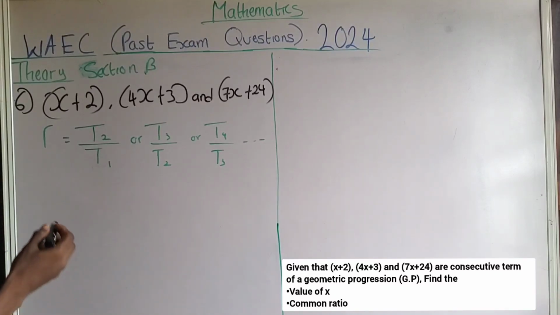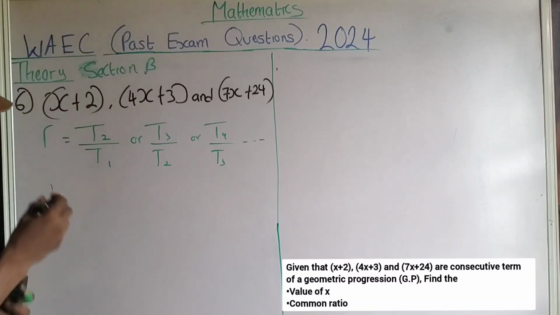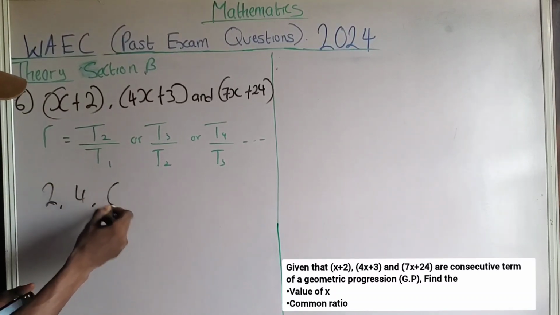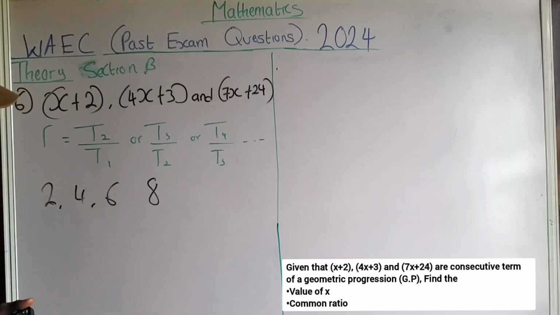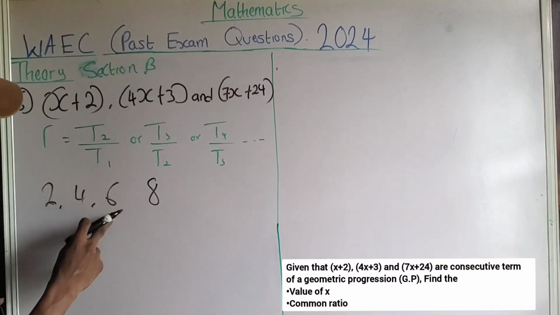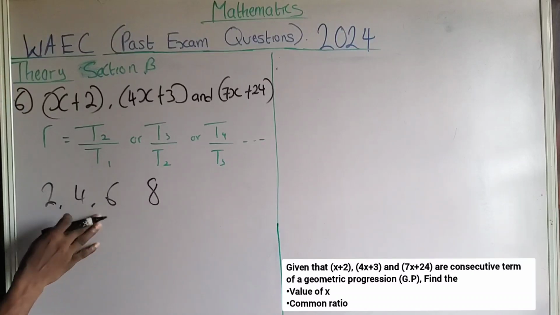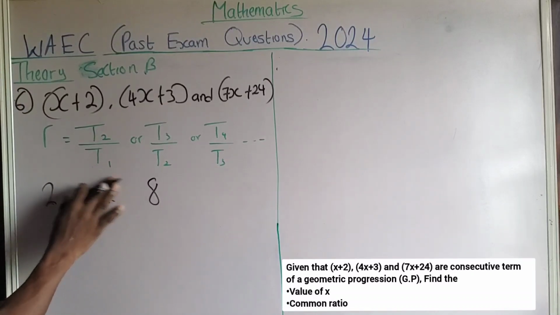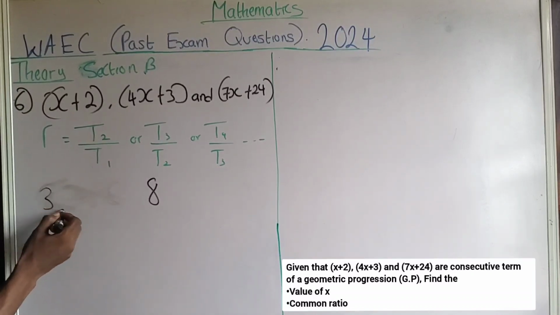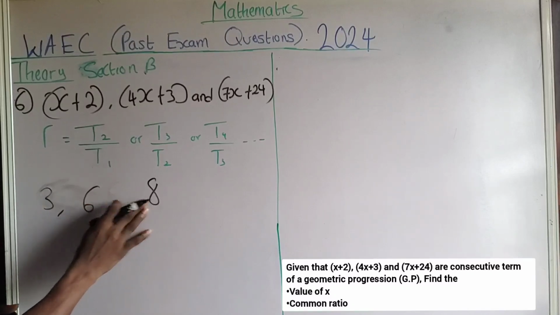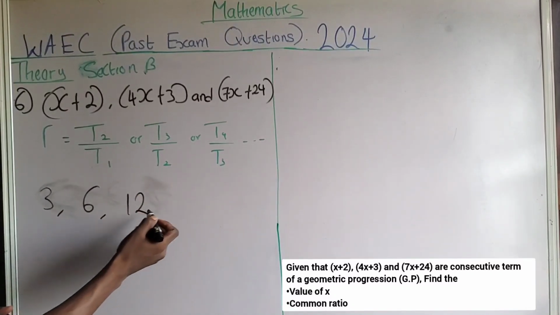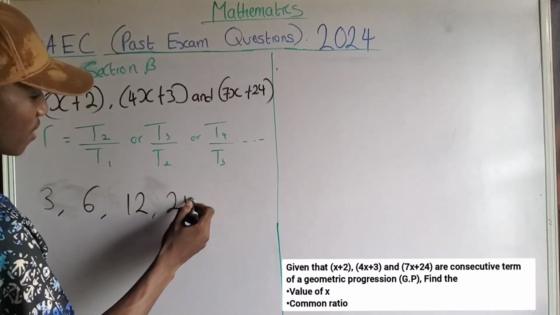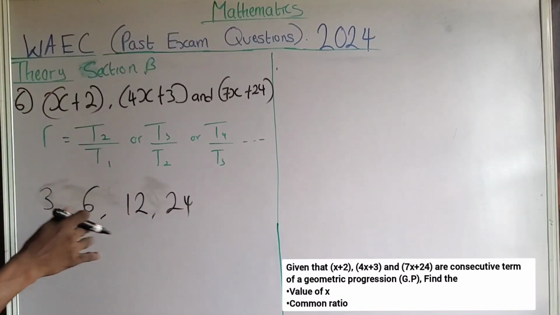For example, let's say 2, 4, 6, 8. Oh, it's not possible. Let's say we have 3, 6. After 6, we have 12. Then after 12, we have 24. Now look at this. Let's say this is a geometric progression.